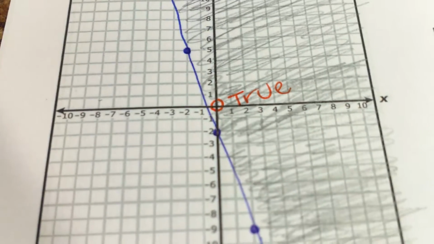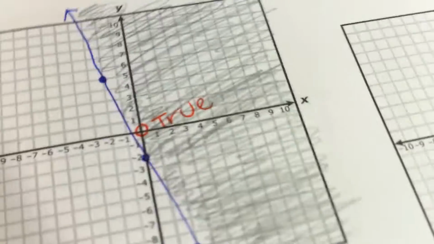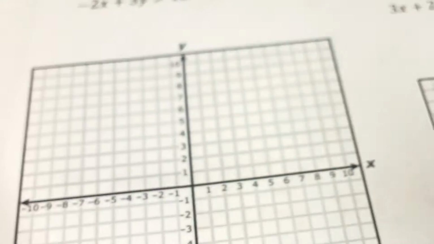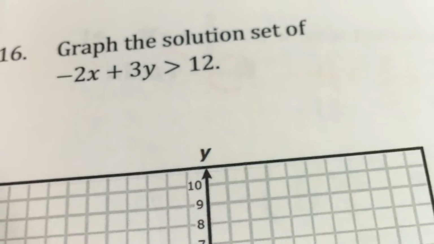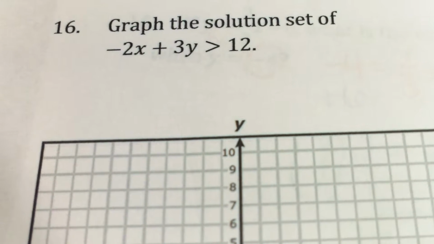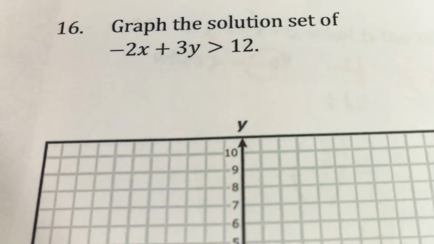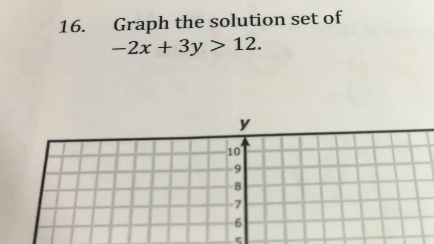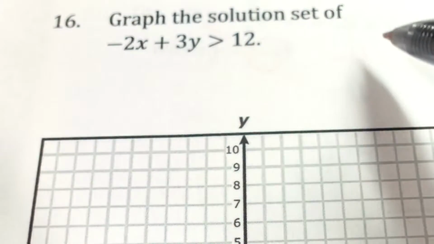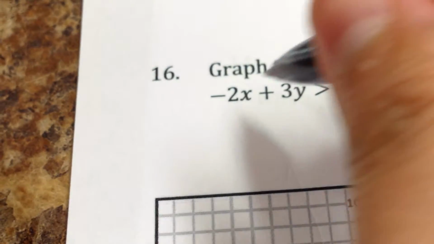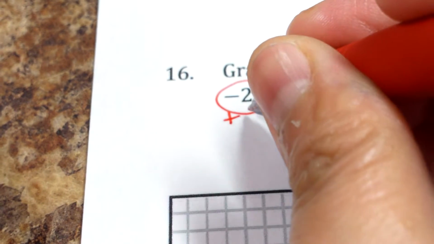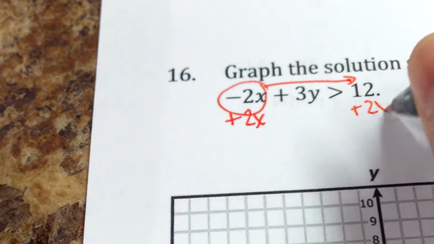Let's go ahead and do another one. Alright, we have to graph it once again, making it y equals, or in this case, y with the inequality symbol. So we need to move over the negative 2x, and when we move it to the other side, we have to use the opposite sign. That would be plus 2x.